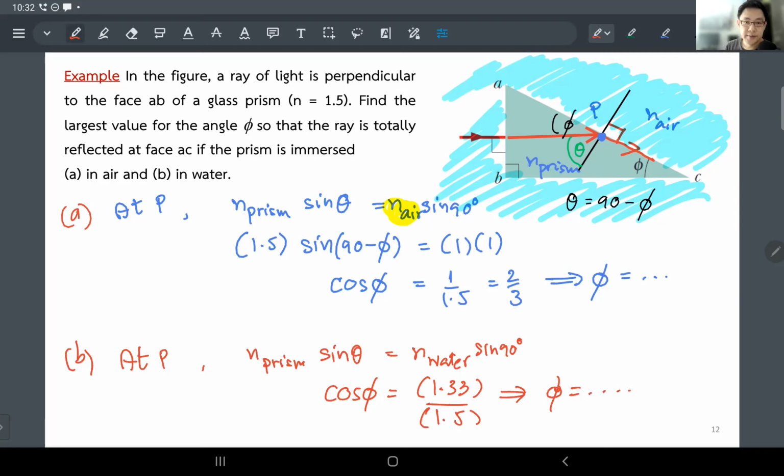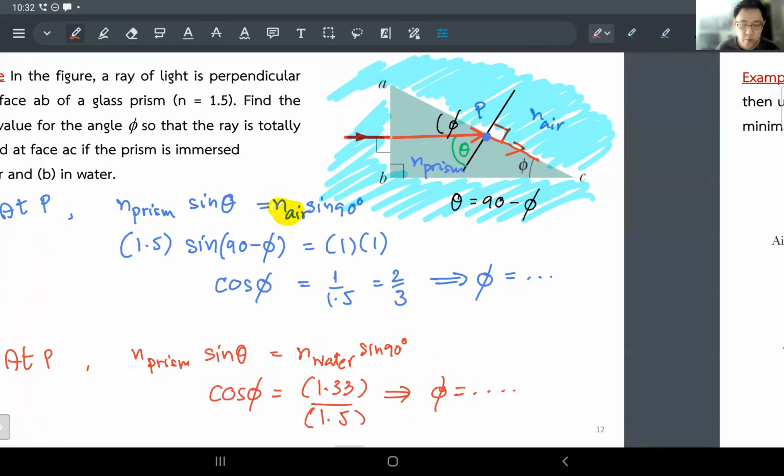Not too bad. Okay, let's try again. So this one, I think this is like a warm-up question here. You can do a more acrobatic question, but it's still under Snell's law anyway. I mean, we have only one equation to use. So try this one, guys.